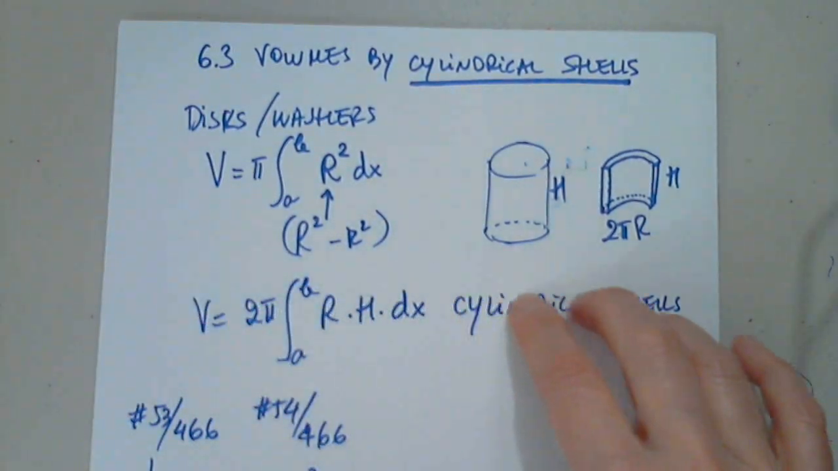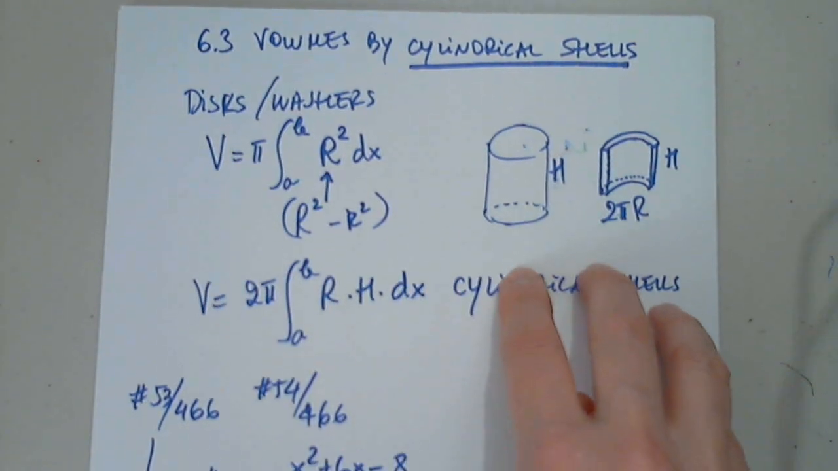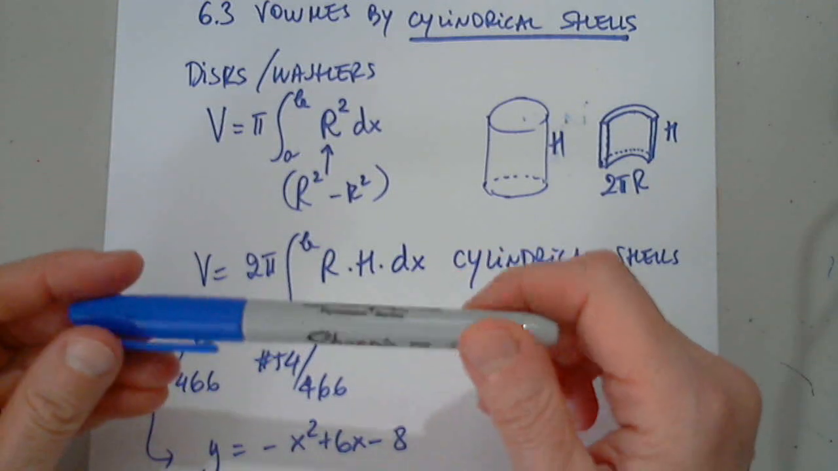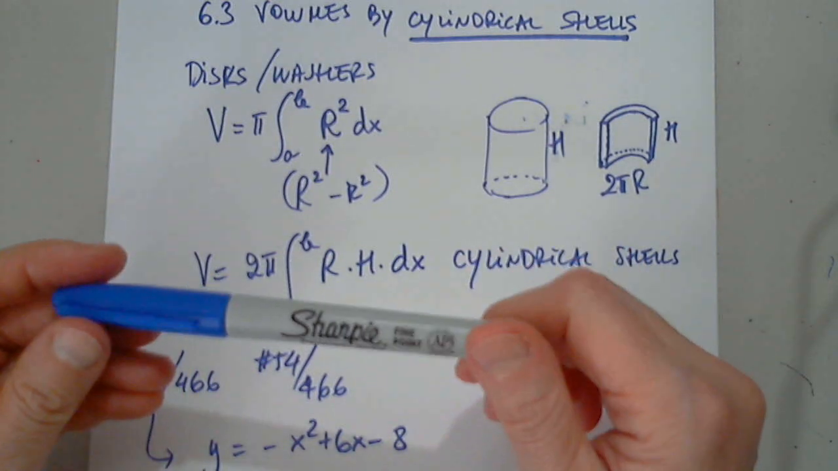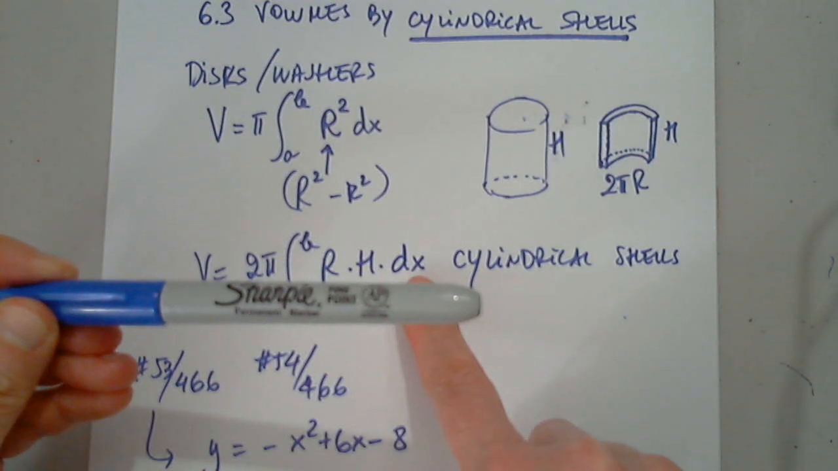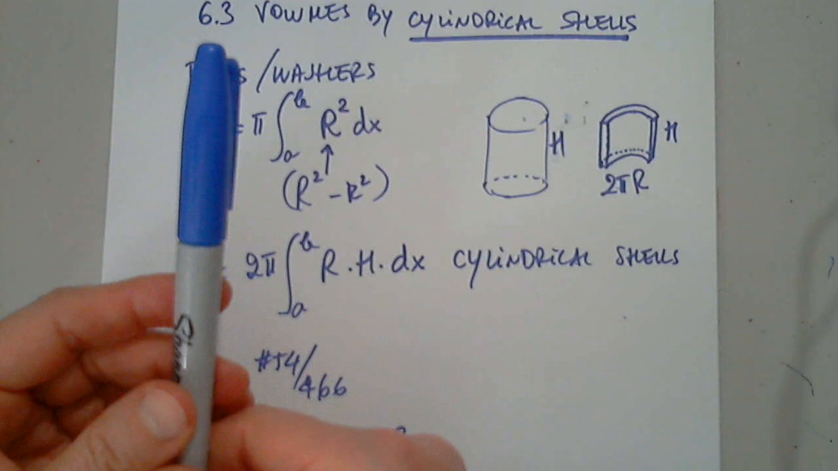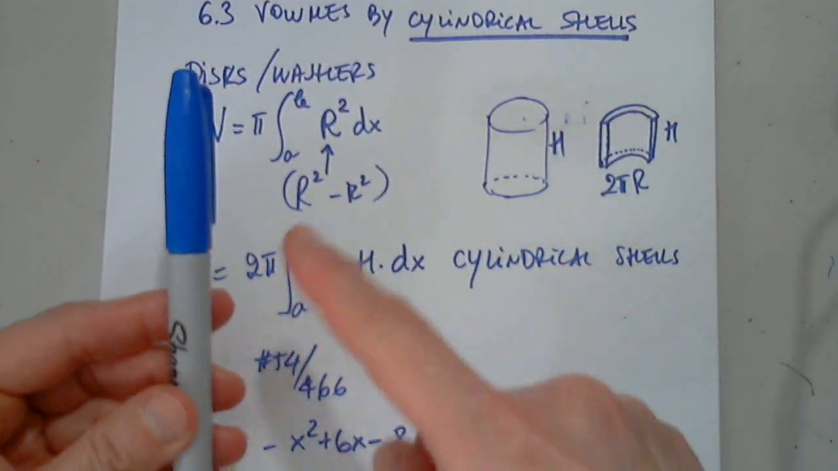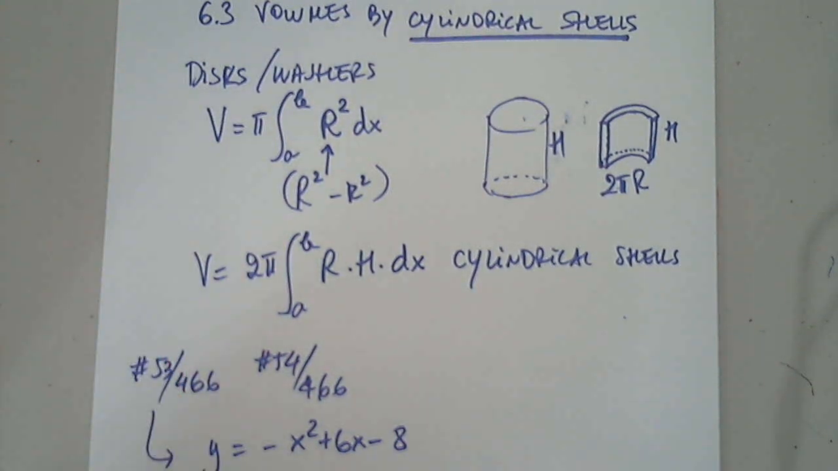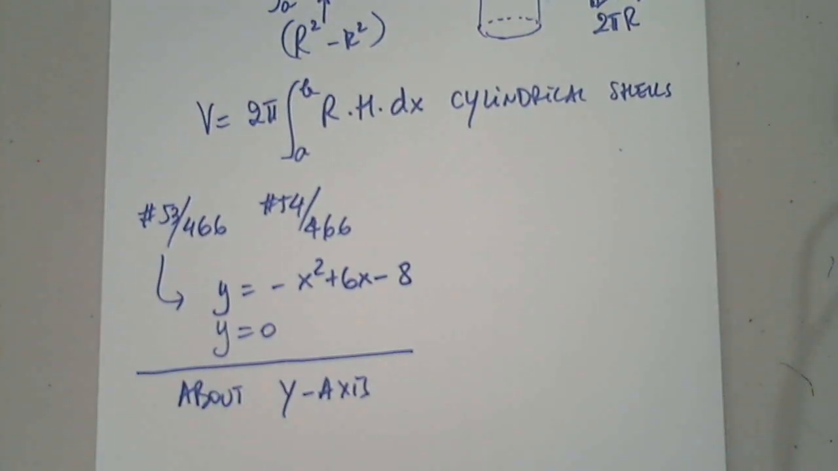It's exactly opposite for this. Exactly opposite, meaning if we rotate with respect to a horizontal axis, we will be integrating with respect to y, not x. When we rotate with respect to a vertical axis, not y, but x. It's exactly the opposite, okay? And let's illustrate with these examples now.